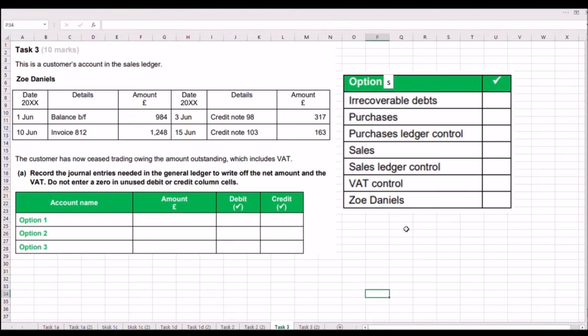Irrecoverable debts question. So we've got an irrecoverable debts question here. This is the balance in the sales ledger. They've ceased trading, so you're not going to get anything back of the amount that's outstanding. Create the journal that's going to go in the journal. This is a 6-mark question, probably should take you about 3 minutes, so we'll come back in 3 minutes.